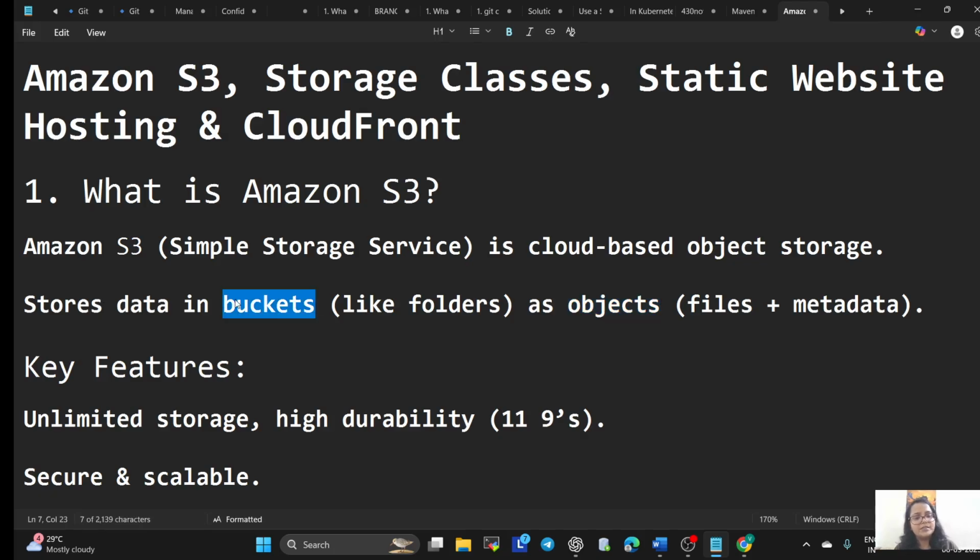So what is a bucket? If you take a real-time example, when you go to a supermarket you get a trolley or a bucket, and in that you can keep whatever you need. That is a bucket. In the same way, you can put anything inside your bucket and then upload it to Amazon S3. Okay, I hope you understand now.